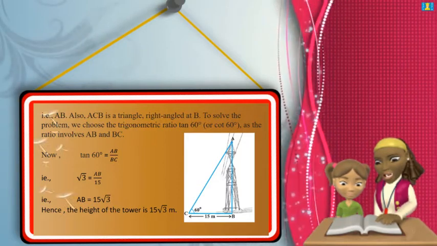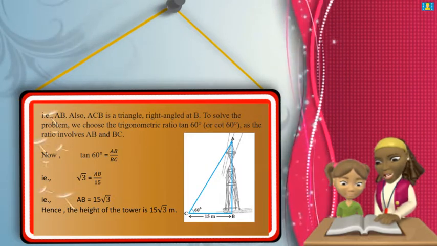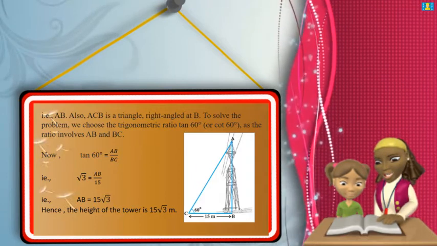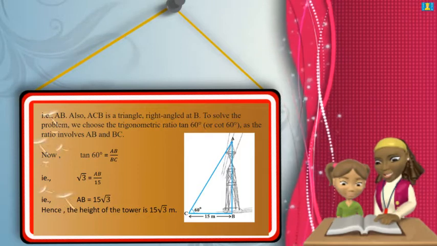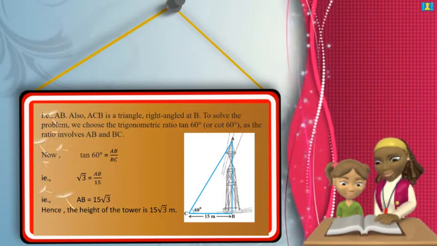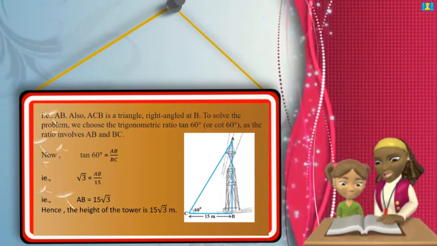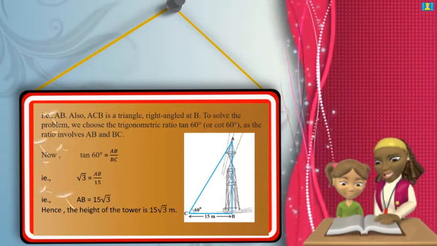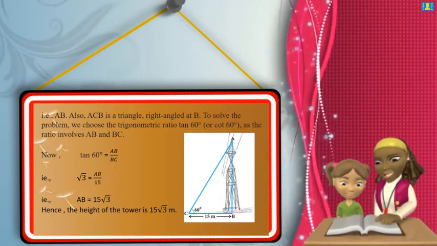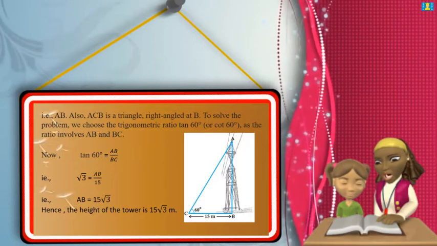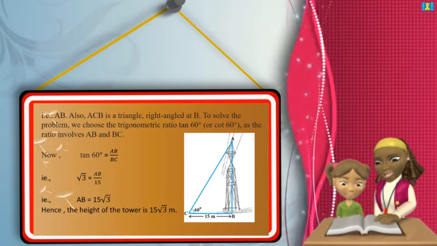To solve the problem, we choose the trigonometric ratio tan 60 degrees, as the ratio involves AB and BC. Now, tan 60 degrees is equal to AB divided by BC. That means root 3 is equal to AB divided by 15. So, AB is equal to 15 root 3. Hence, the height of the tower is 15 root 3 meters.